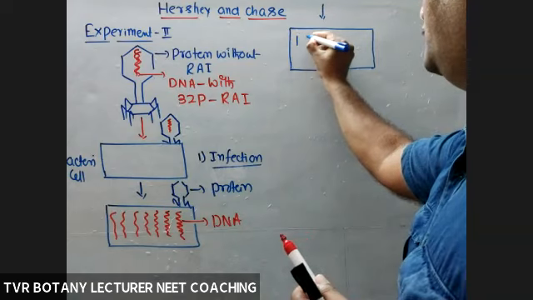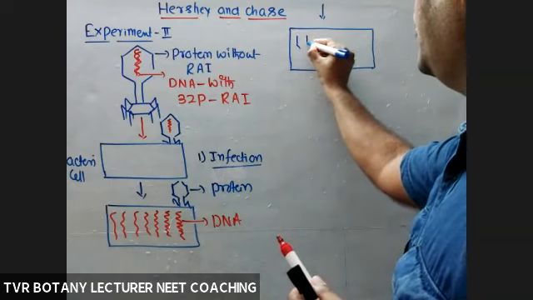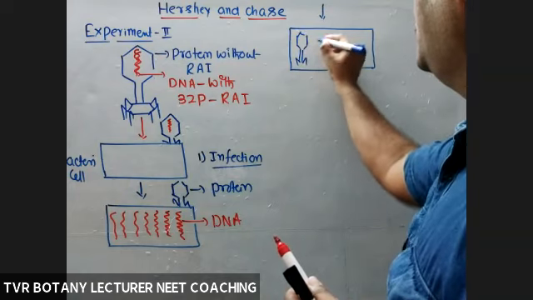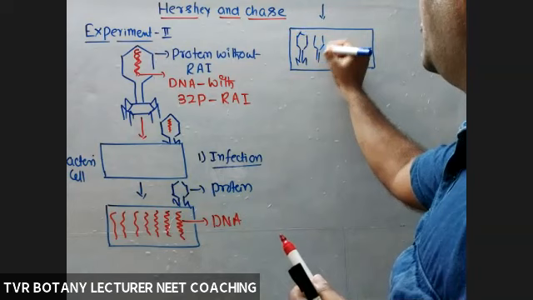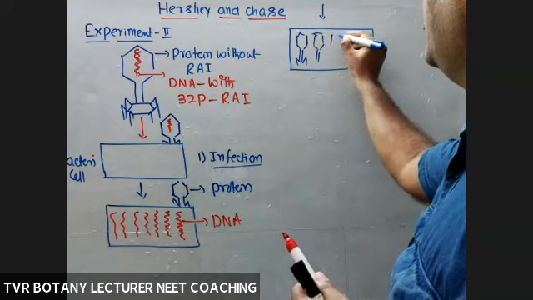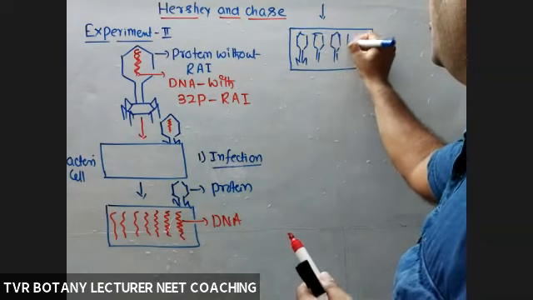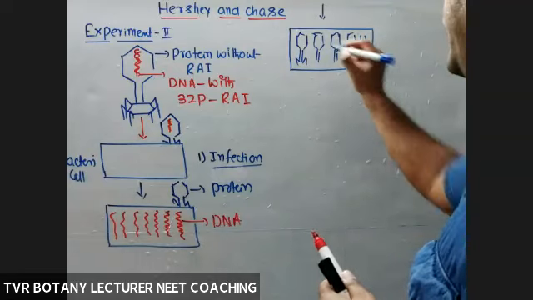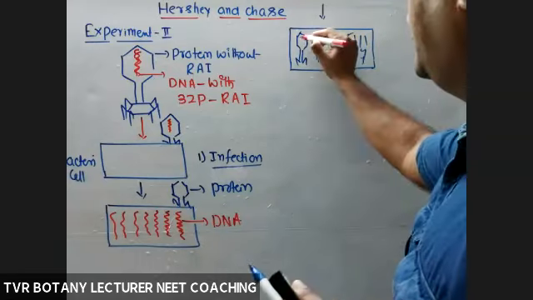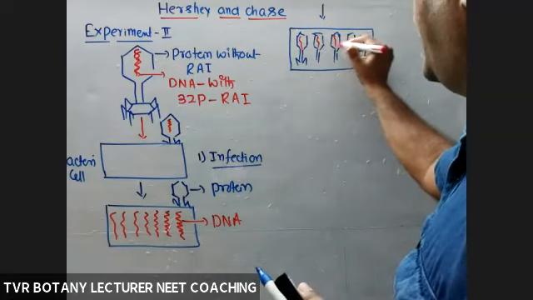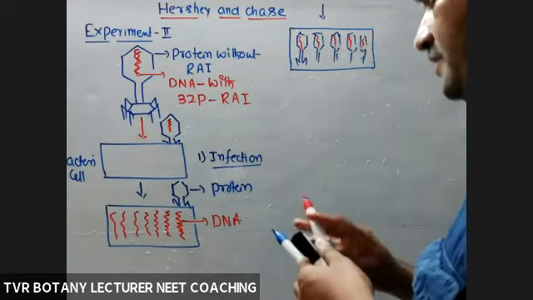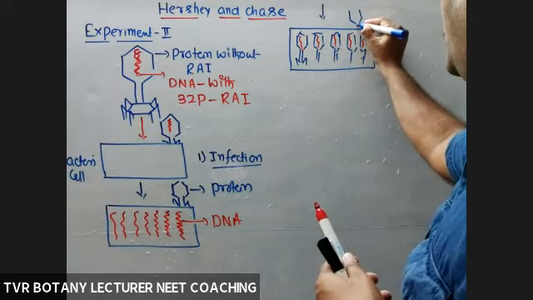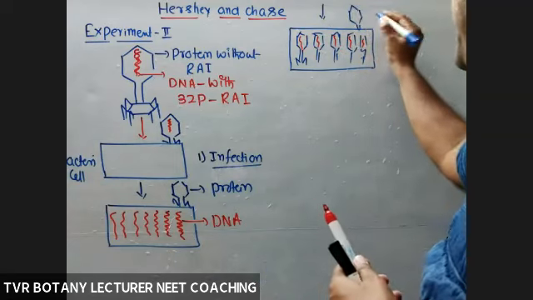Okay, so bacteriophage 1, 2, 3, 4, 5, many. These are the bacteriophages with DNA. Red color means labeled with radioactivity. So this one is ghost part, non-labeled one.